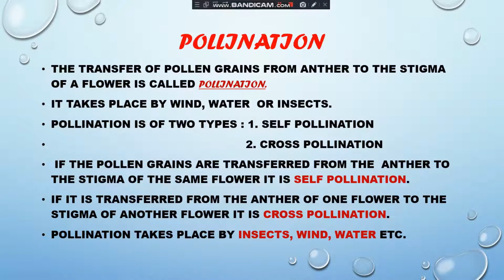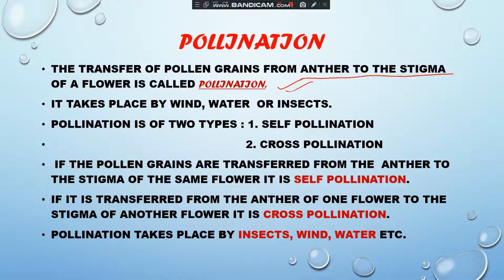Pollination means the transfer of pollen grains from anther to the stigma. As the anther produces the pollen which contains the male sex cell, and the stigma is a part of the female reproductive part. So the pollen should reach the stigma. So the transfer of pollen grains from the anther to the stigma of a flower is called pollination.